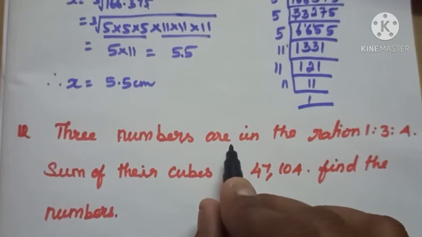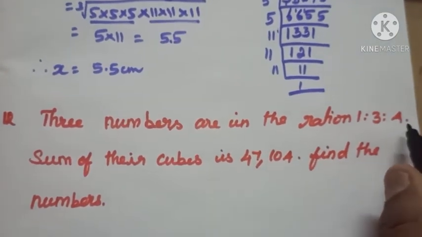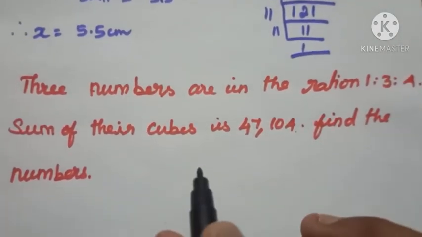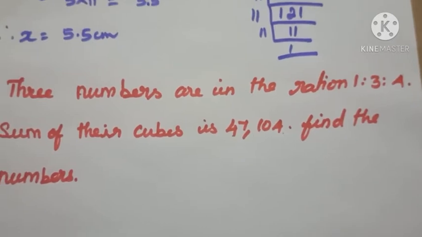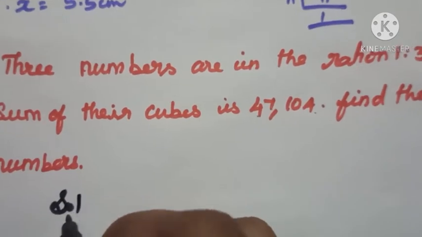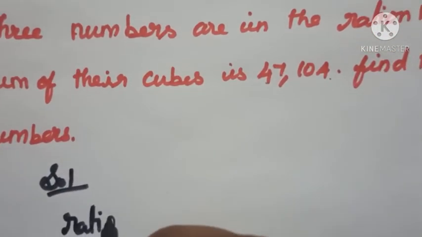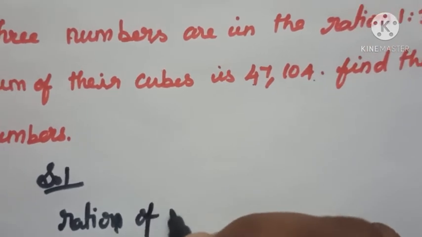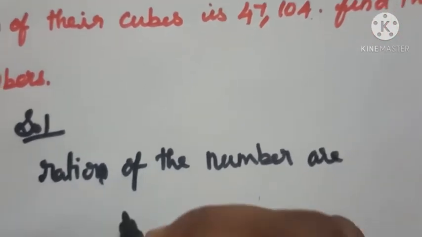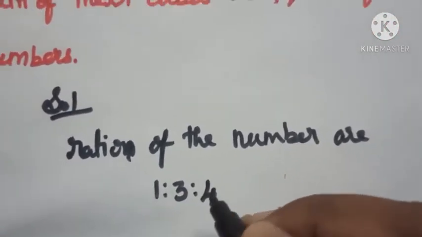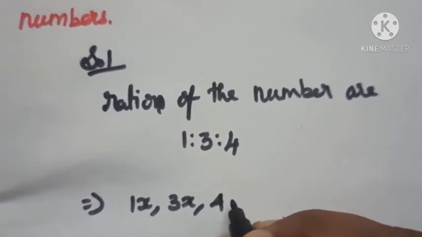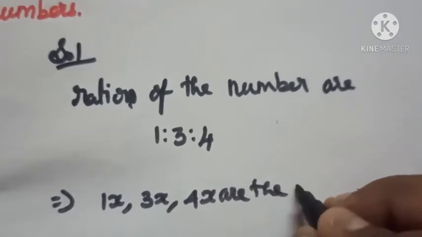Three numbers are in the ratio 1:3:4. The sum of their cubes is 47,104. Find the numbers. We don't know the numbers, so we use the ratio. Solution: the ratio of the numbers is 1:3:4, which implies that 1x, 3x, 4x are the numbers.